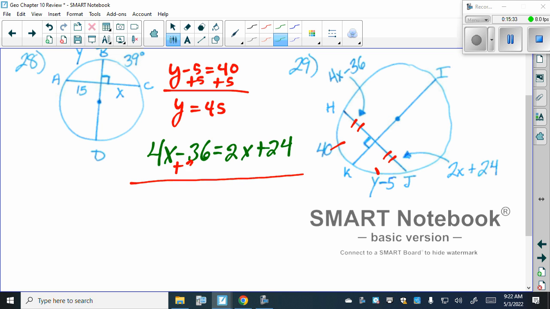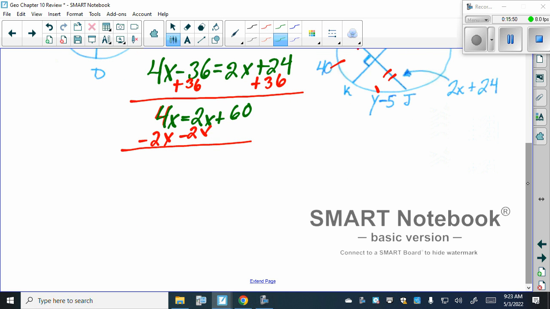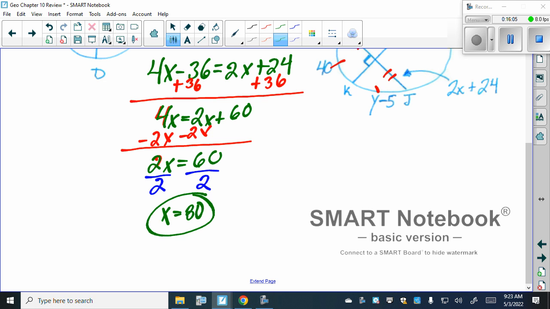We can add 36 to both sides, telling us 4x is equal to 2x plus 60, so x is equal to 30. So y is 45, x is 30.